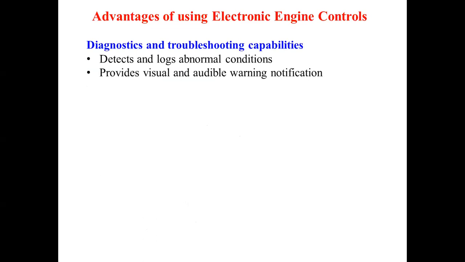Another one is the diagnostic and troubleshooting capabilities. We have already seen that with the help of this engine management system, we can have easier diagnostics. It detects and logs abnormal conditions through the onboard diagnostic and outboard diagnostic system, and provides visual and audible warning notification. In OBD, you are observing on the instrument panel the MIL, that is, the malfunction illumination light.